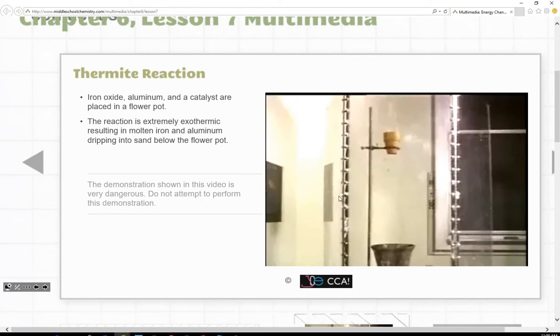All right, so we talked about the thermite reaction. Will you guys shut that door for me, because the other class is going to be coming in to lab. Thank you. We talked about the thermite reaction going bad, remember, on the safety.